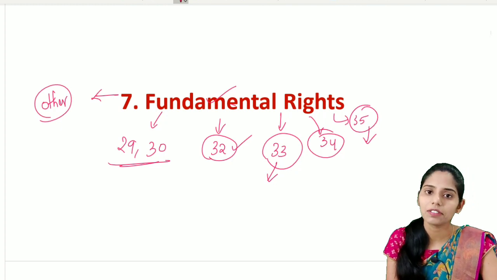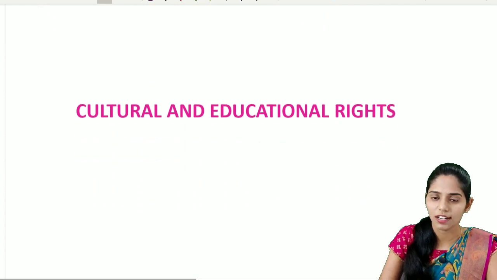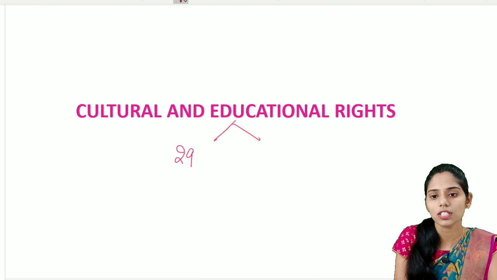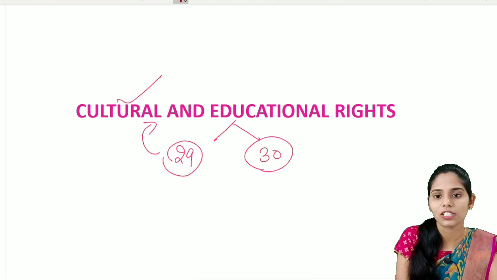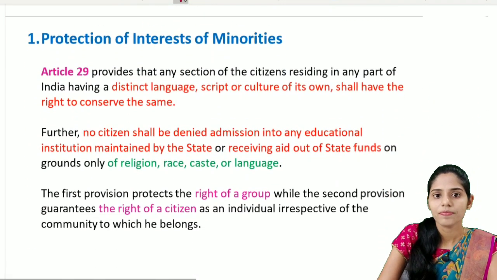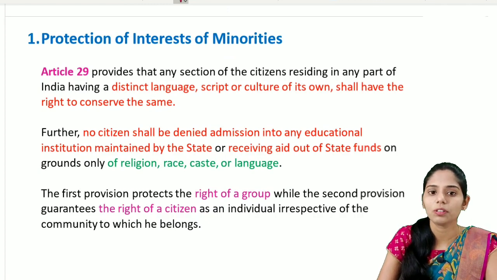So let's get started with our discussion. Let us see the first one, that is the cultural and the educational rights. It includes two articles, Article 29 and Article 30 of the Indian Constitution, which mainly talk about the cultural and the educational rights. Let us see Article 29 first. Article 29 mainly talks about the protection of the interest of the minorities.